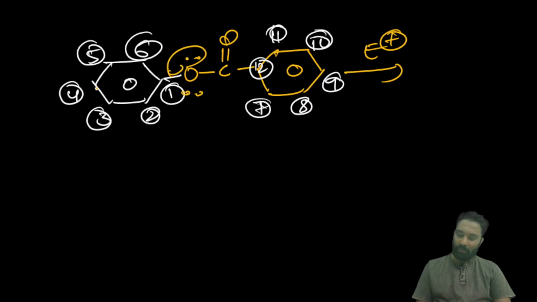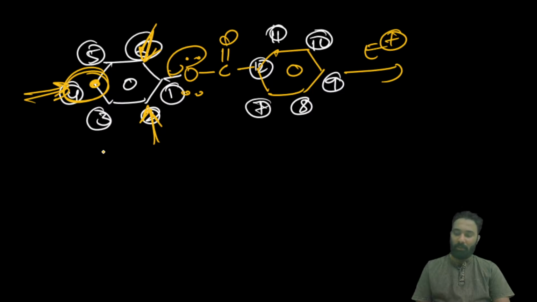Oxygen lone pair of electrons will increase the electron density at the fourth position. When the oxygen donates, it will increase the electron density at the sixth position, it can attack, 2 position it can attack, 4th position it can attack. But among the four, the 4th one is major. Attacking at the 4th position is major. Done? Is it clear?